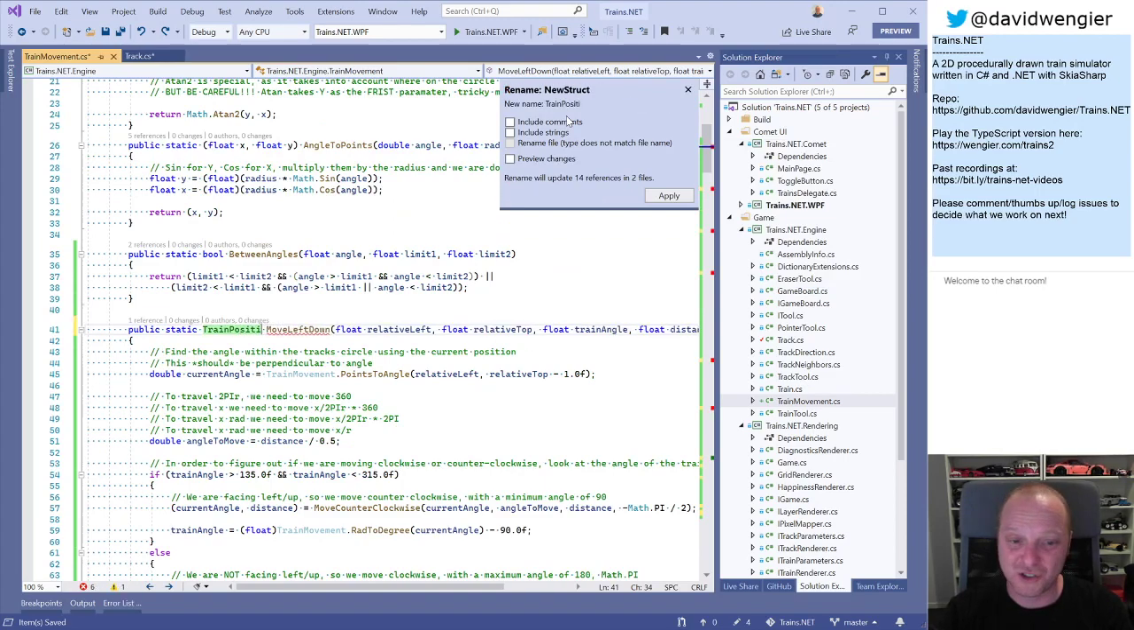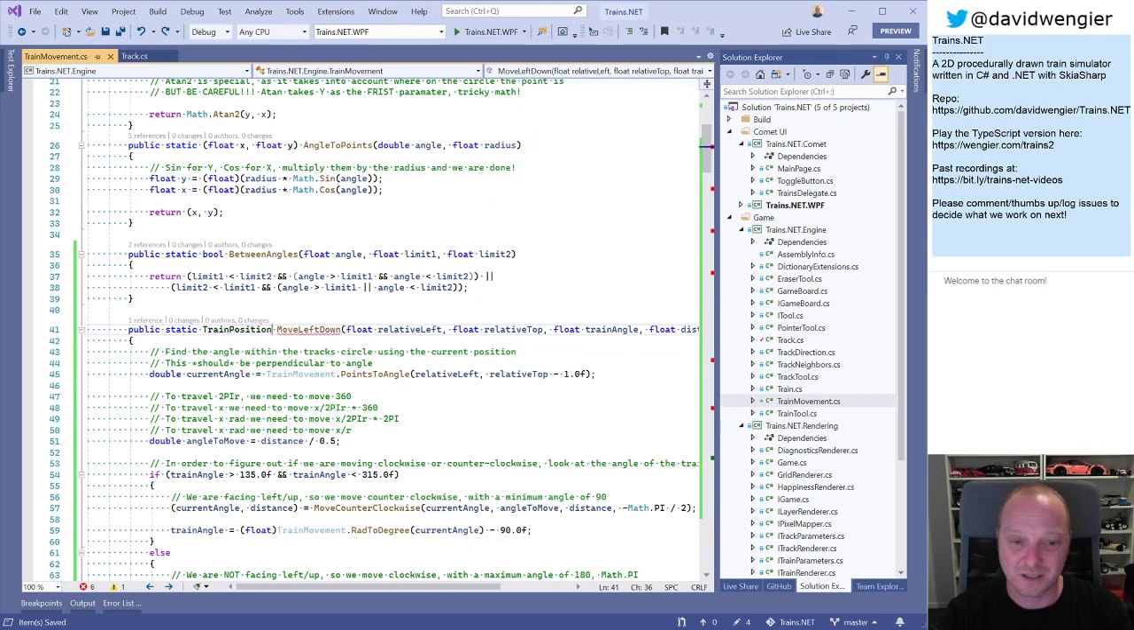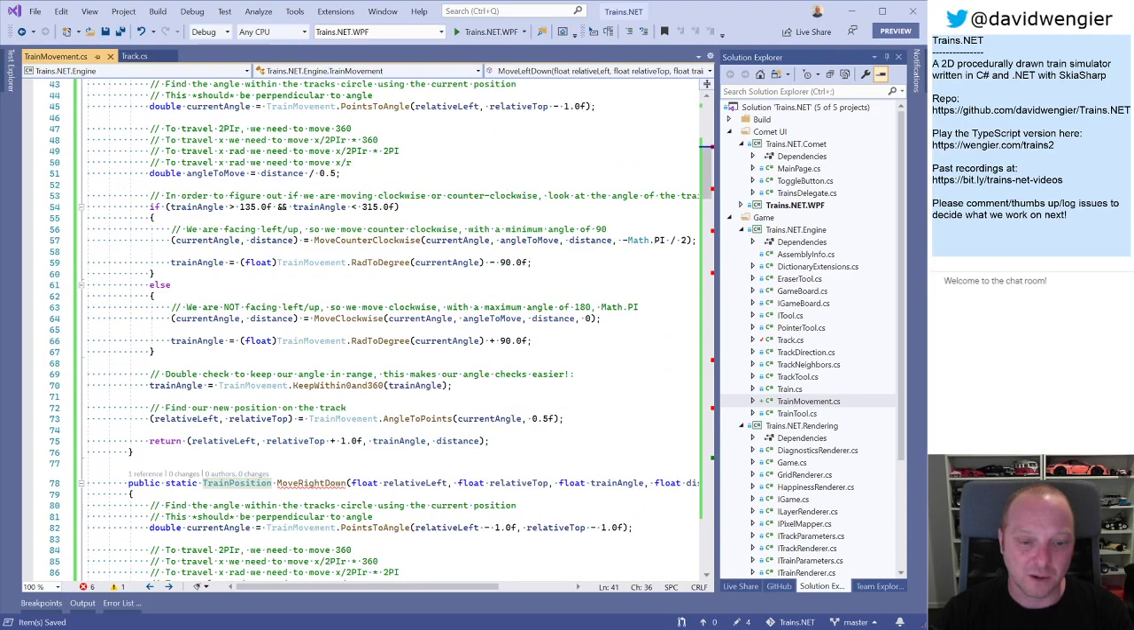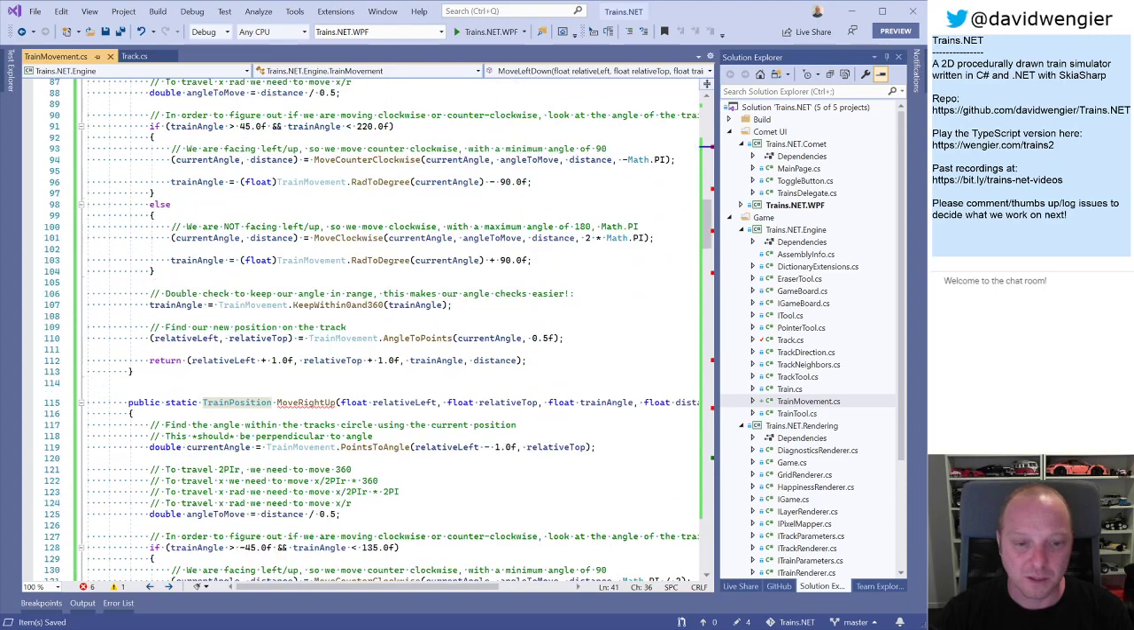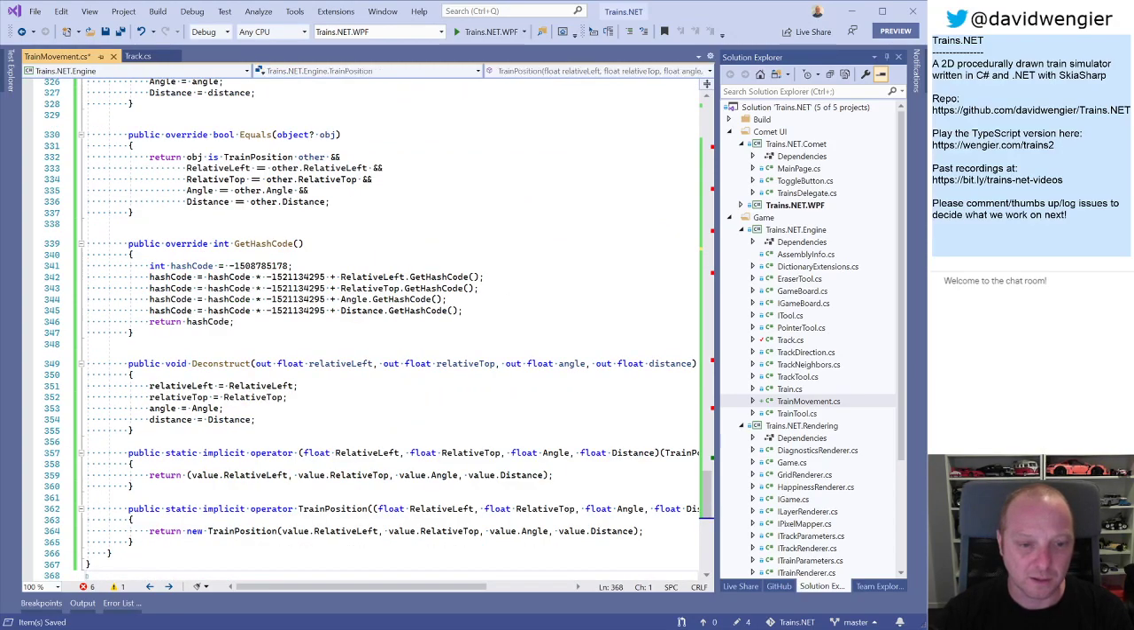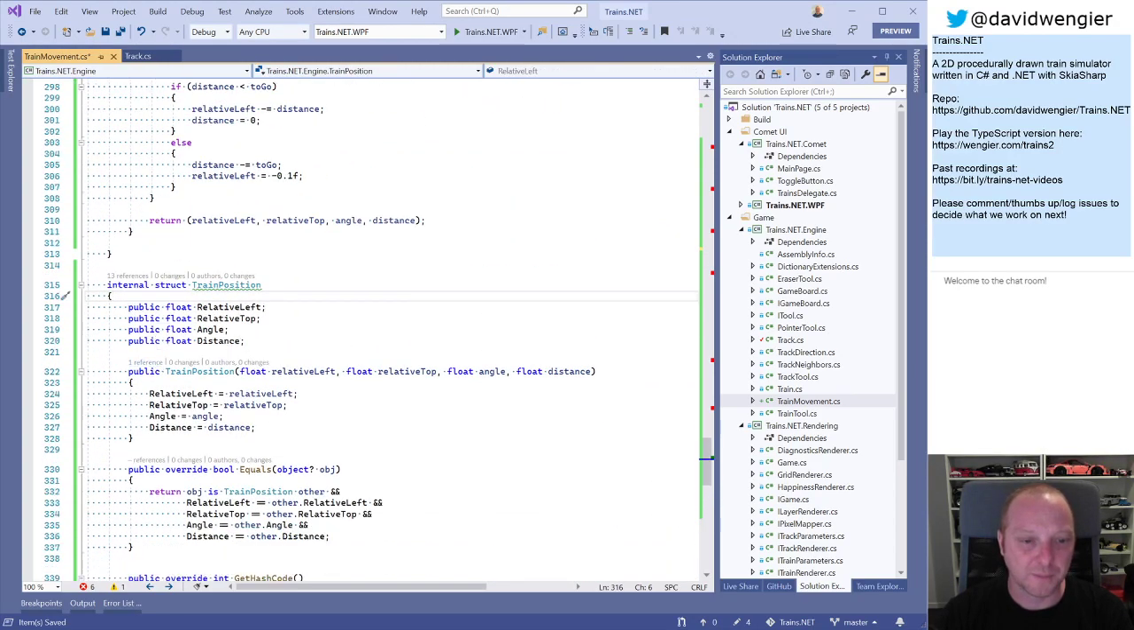Train position. Let's go with train position. Oh, I did all of them. Look at that, that's awesome. Oh, and it even... Where are we? Where to go? Where's train position? I said in this project, didn't I? Is it down here? Ah, it's down here.